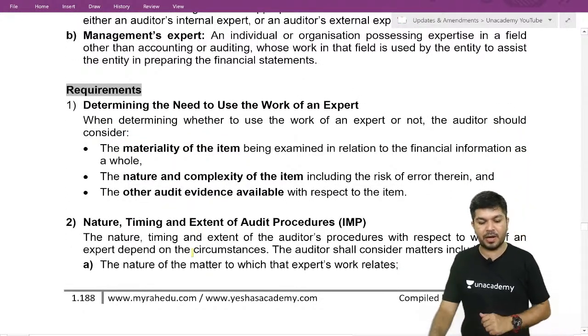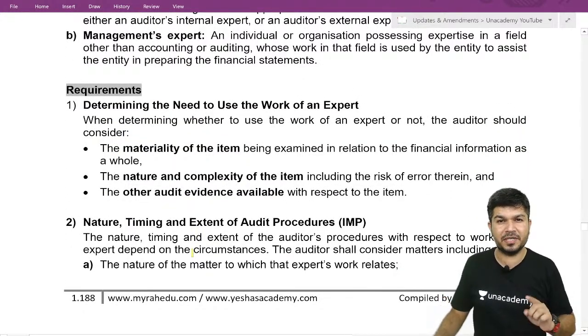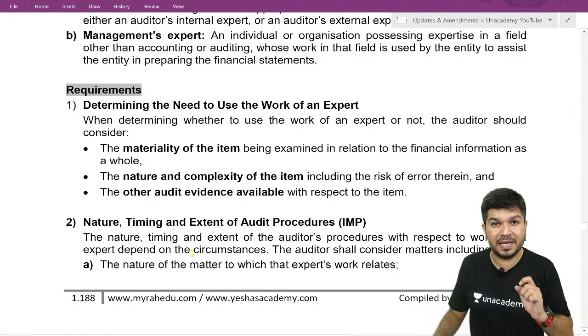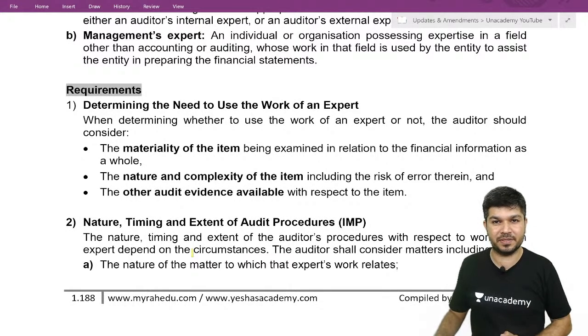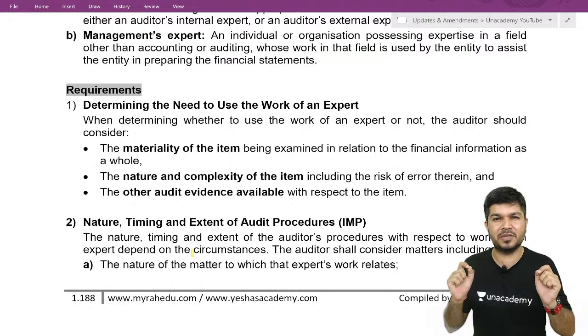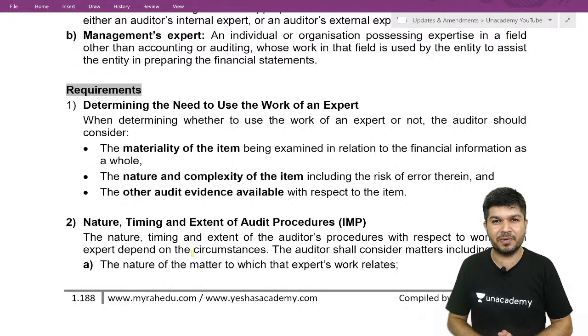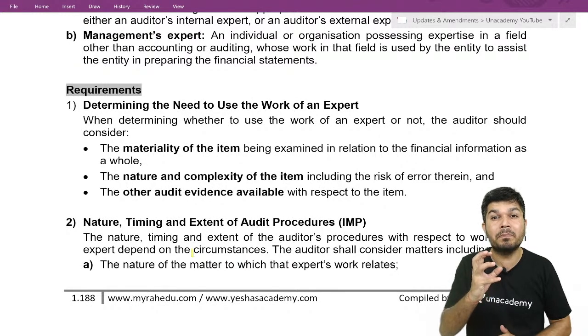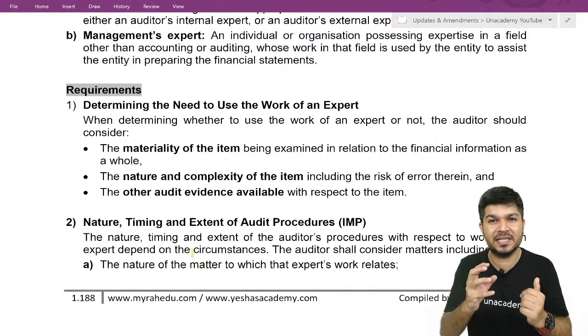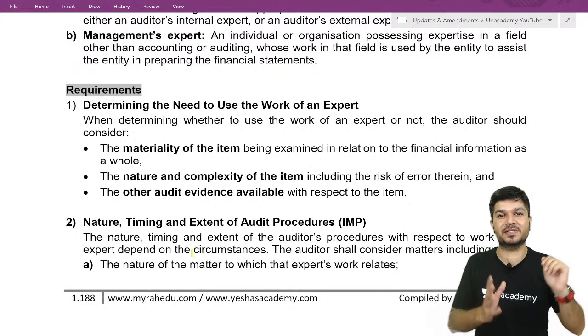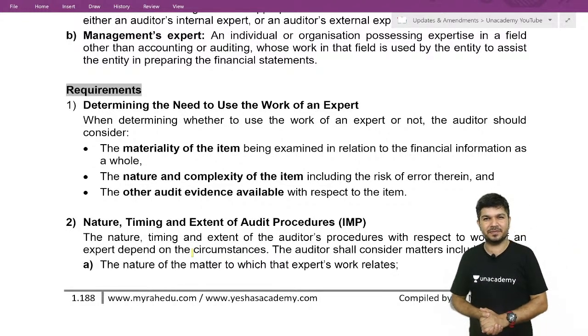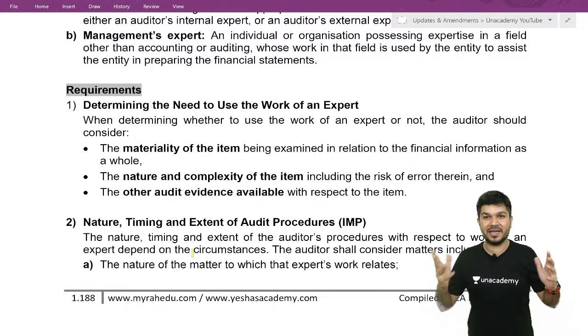Coming to requirements. Requirement number one: determining the need to use the work of an expert, determining whether we need an expert or not. Now tell me one thing. There's an item which is complex. If the item is complex, then we need an expert, or if the item is simple, then we need an expert. When do we need an expert? Is the item complex or is the item simple?